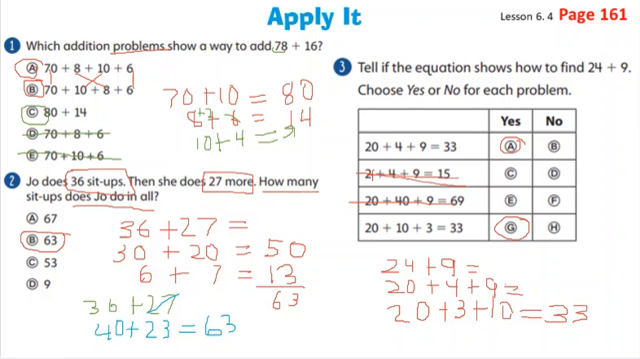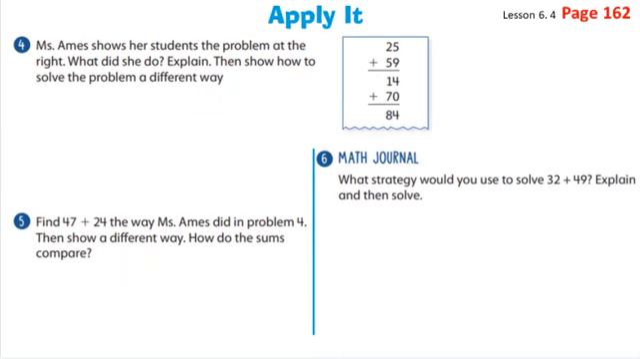All right, let's move to page 162. Now, we want to look at adding the 1s and then adding the 10s with this here. So let's take a look. It says here, number 4, Ms. Ames shows her students the problem at the right. What did she do? Explain, then show how to solve the problem a different way.